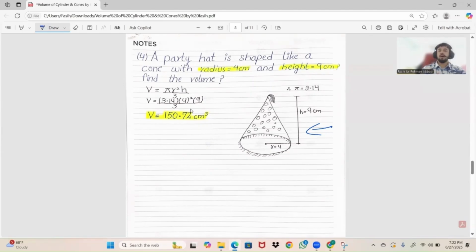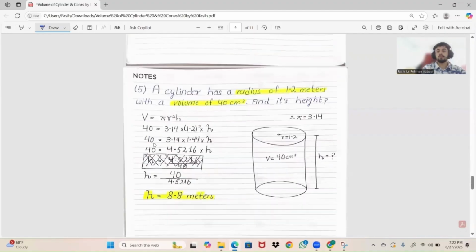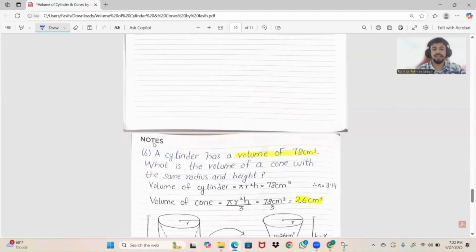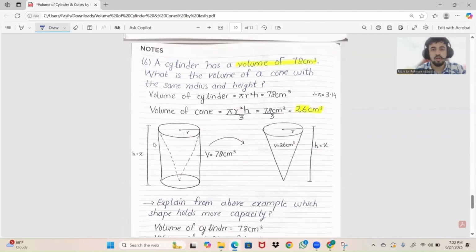And put in the values. Pi is a constant entity, 3.14. Radius, it told us the radius of this hat was 4. And the height was 9 centimeters. Feed in the values, you get 150.72 centimeter cube. Whopping answer here. Okay, so my time is already over.